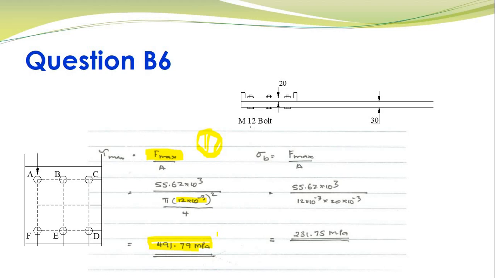So substituting for these values here, your maximum shearing stress is 491.79 megapascal. When we look at the bearing stress, your bearing stress sigma b is given by F max over A.